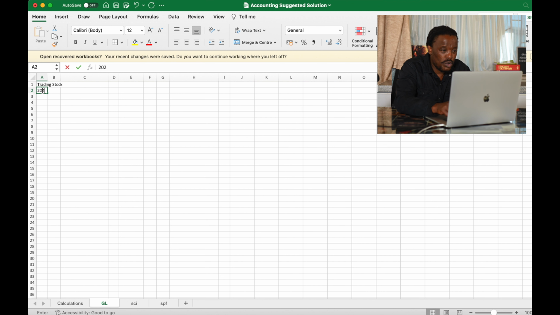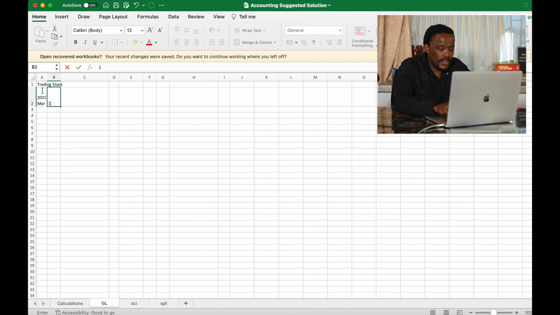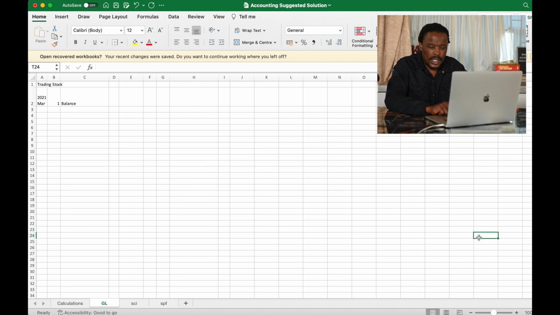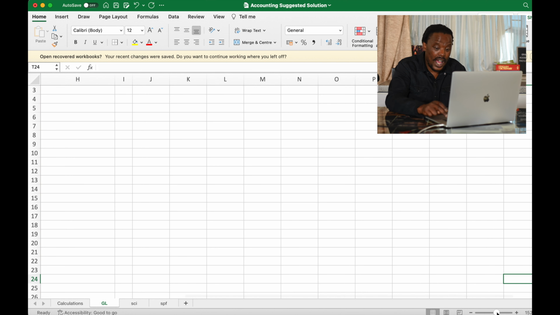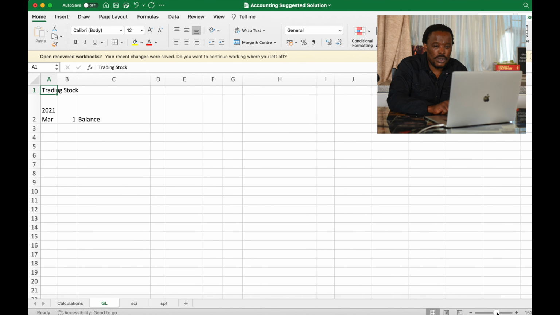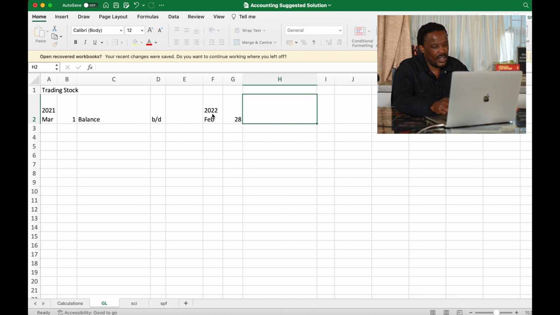We say to you, 2021 March the 1st, balance, which is the opening balance. And let me increase the font, because there are those students who will say, I didn't see because the font was too small. So let's rather avoid that. And then balance, the balance that was brought down. Obviously it will be a certain amount. And then 2022 Feb 28, we have sales.